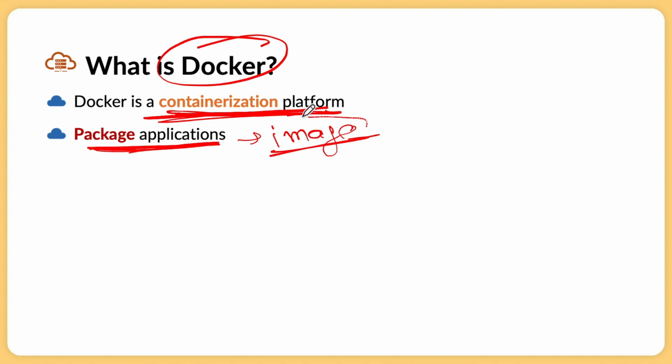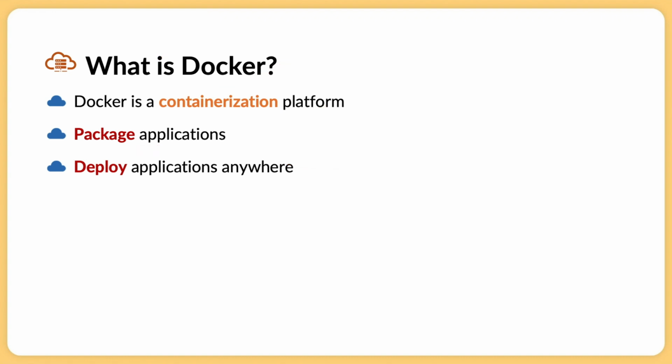Now once our container image is ready, then we can deploy our application anywhere without worrying about compatibility issues. As we know, this container image has everything to run the container, and of course we can run the container efficiently without the overhead of a virtual machine, that's what we have seen.